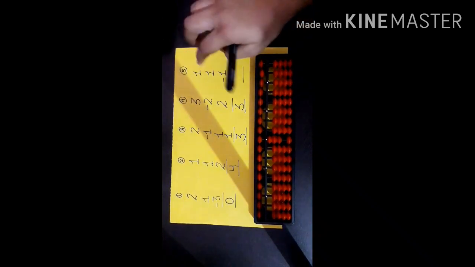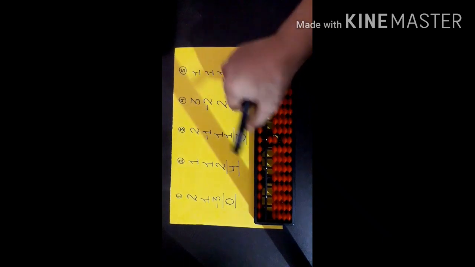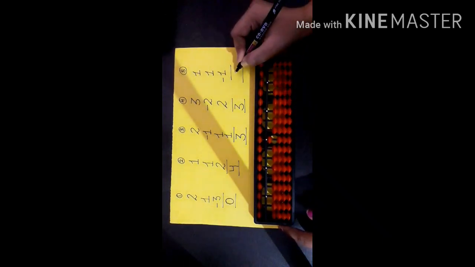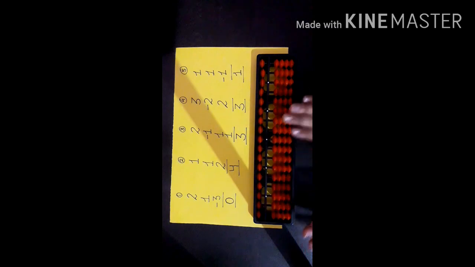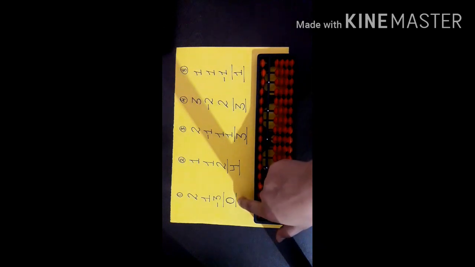Now add 1. Set your abacus. 1. Then again add 1. Then minus 1. What is the bead left out? 1. Again I am repeating, students. If no bead is there, like this, no bead is left out here. So the answer is 0 as the first one.